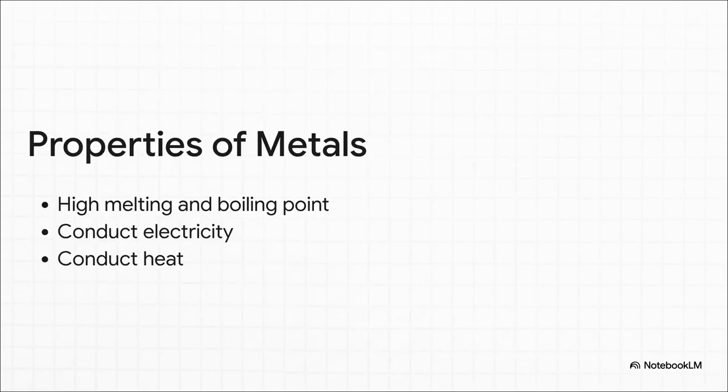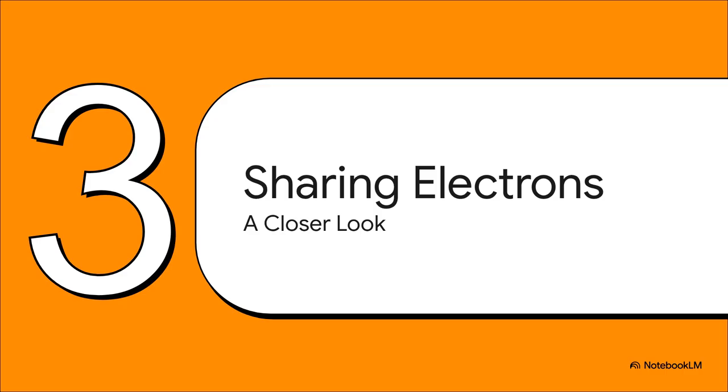And that sea of electrons is the secret sauce behind all of a metal's famous properties. I mean, why does a copper wire conduct electricity so well? It's because that sea of free-flowing electrons can move easily, carrying an electric current with them. This unique structure also explains why metals are so strong and why they conduct heat like a champ. But that whole idea of sharing electrons we just talked about? Well, it gets a little more interesting. See, it's not always a perfect 50-50 split.